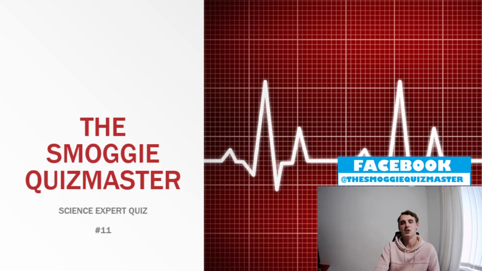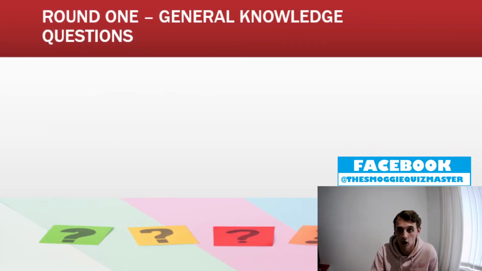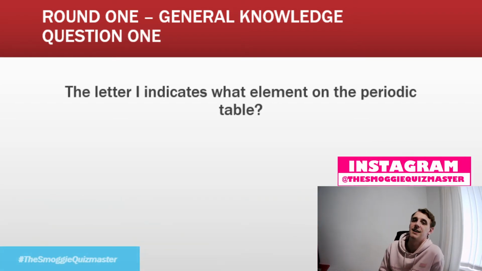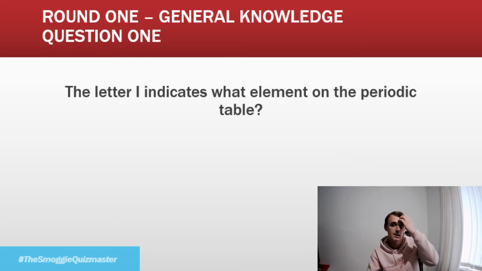So, here we go for your round one. General knowledge. Here we go. Question one. The letter I indicates what element on the periodic table? So, the letter I indicates what element on the periodic table?